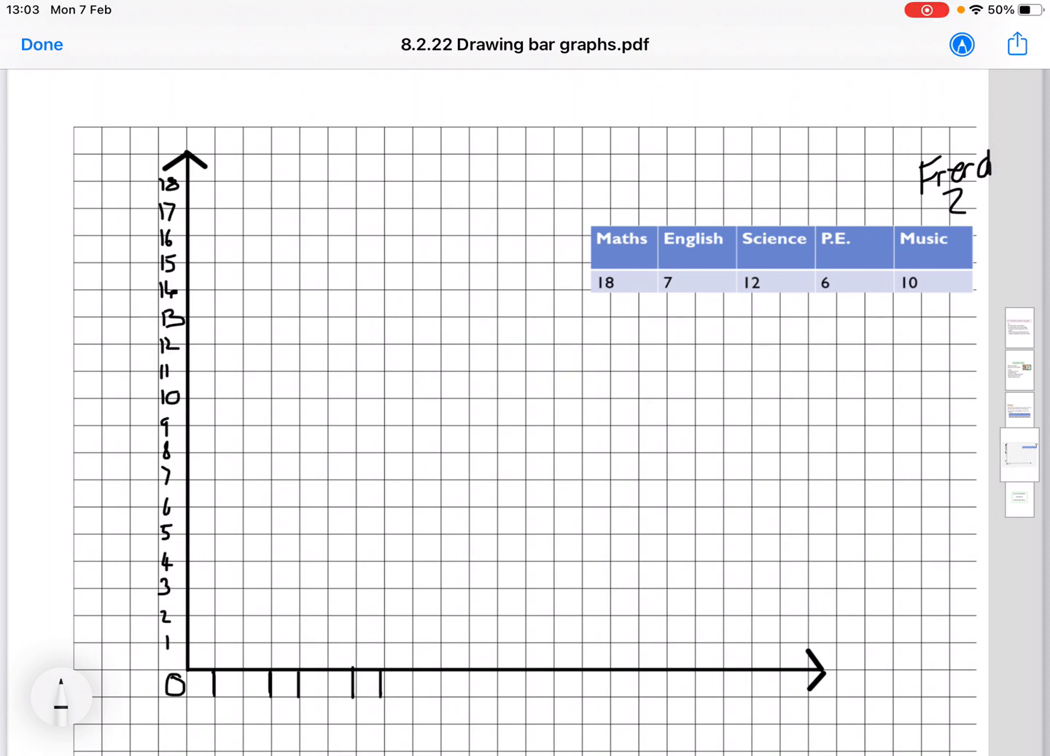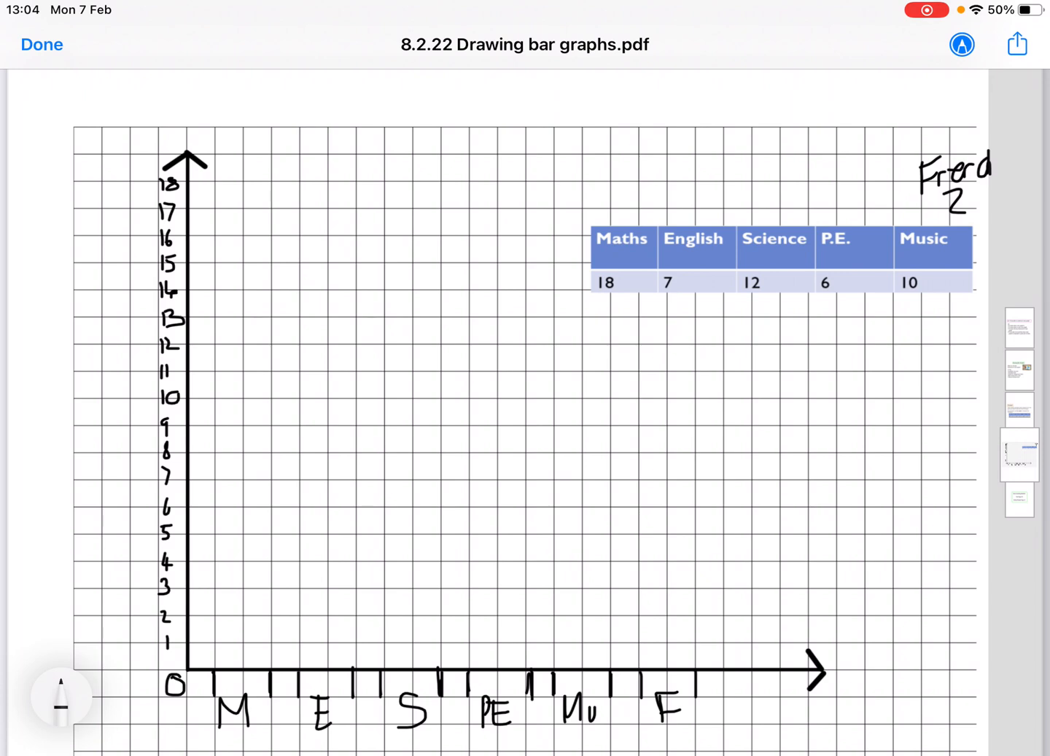So I'm going to go along here and just mark out my bars. Okay, so 1, 2, 3, 4, 5, 6. And I'm just going to write underneath here the name of the subject. So this first one's going to be maths. I'm just going to do capital letters because I don't have a lot of space on the screen here, but you could write the full thing. PE, music, and the last one was French.